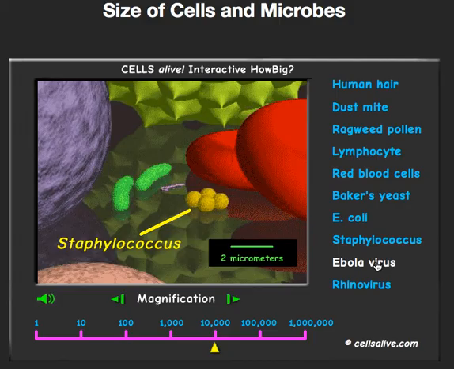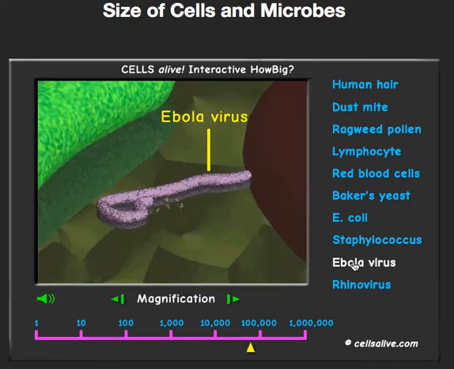Now, very small. So here's one of the viruses represented. The other one is really small, and you can hardly see it in this view. So let's go to the Ebola, and we're going to measure its length. And here is the rhinovirus.